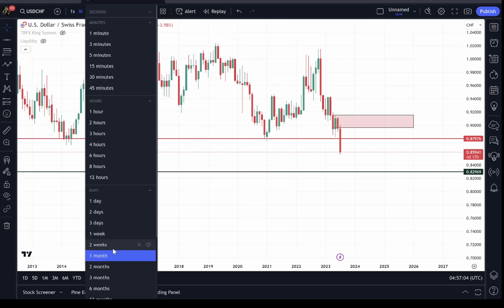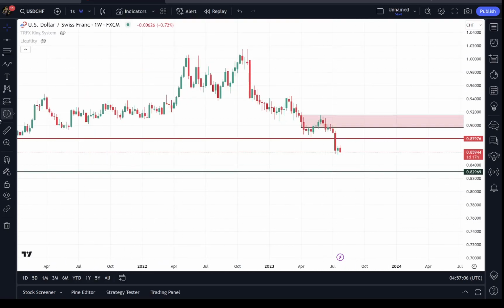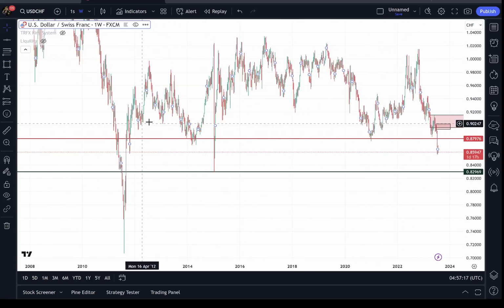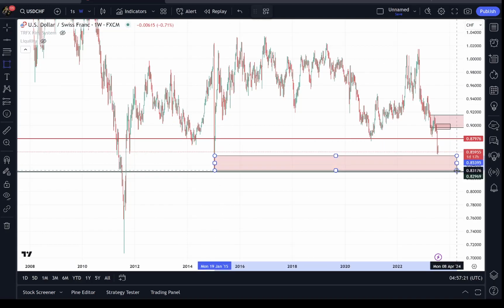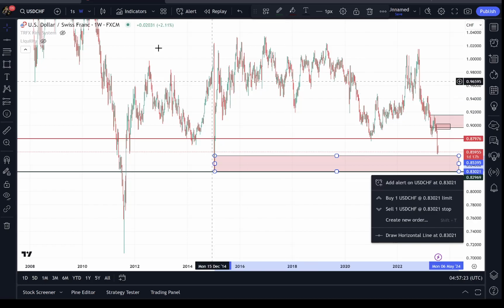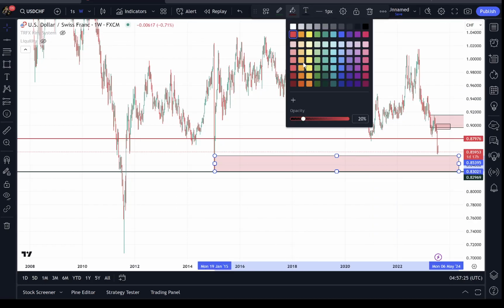If we zoom into the weekly, we can see it a little bit clearer on the weekly charts where the origin of the breakdown happened, which is here. And if we zoom out a bit, we've got this kind of buy area here, which will fill in green.